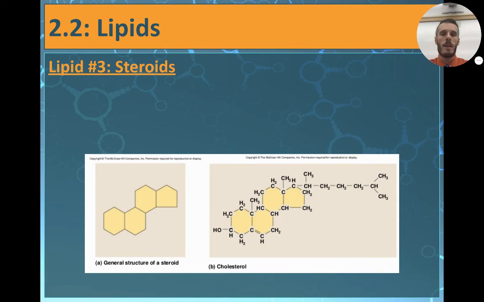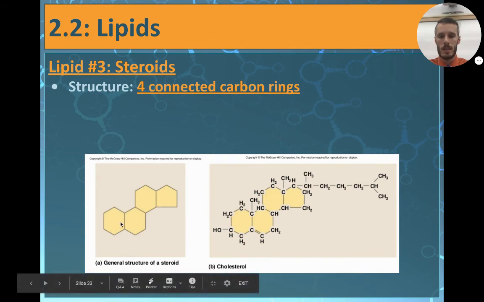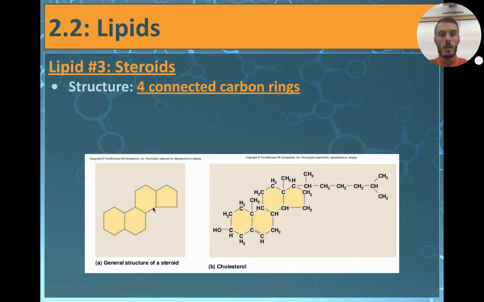All right, and finally, you have steroids, and steroids contain 4 connected carbon rings like this. Okay, this is different from a carbohydrate in that these rings share at least 2 carbons. Okay, so they're connected a little bit more intimately, I guess you could say, than carbohydrates would be.